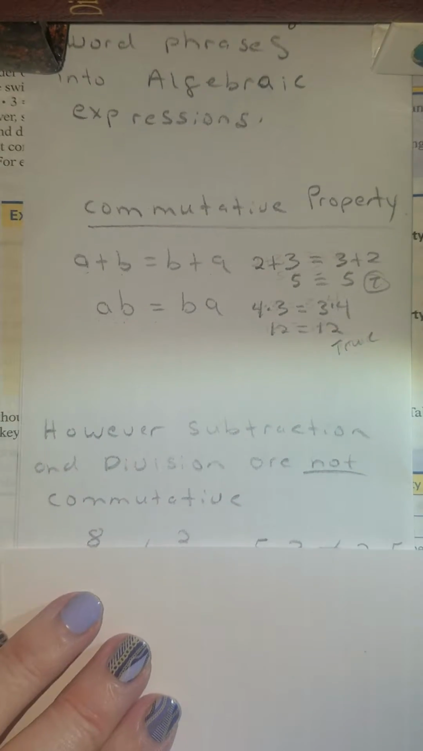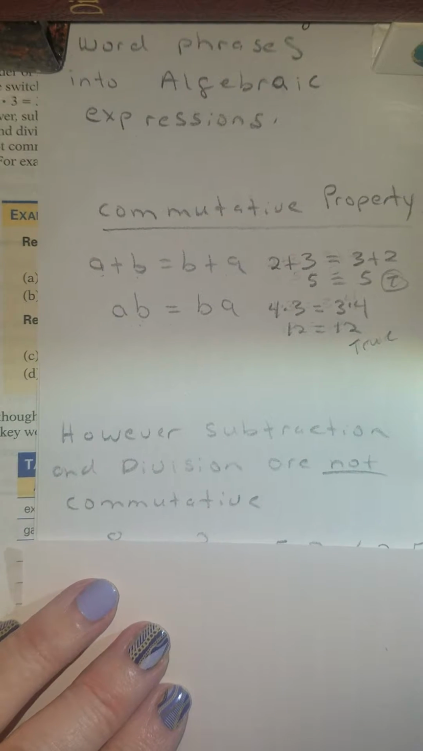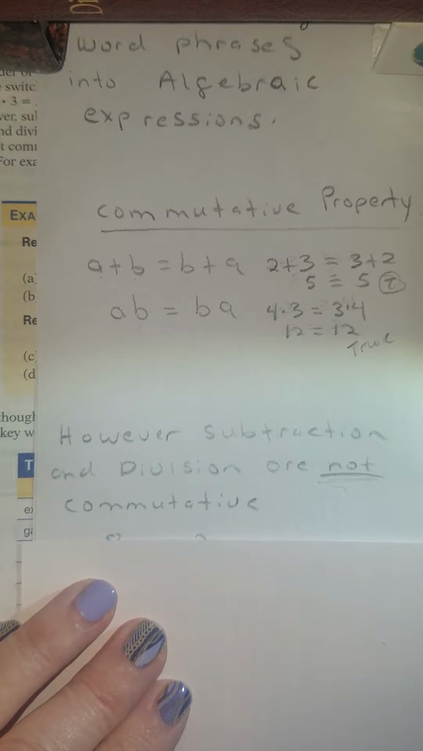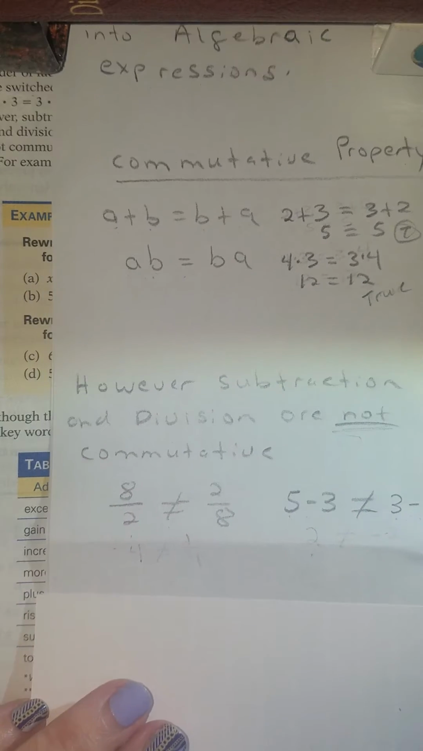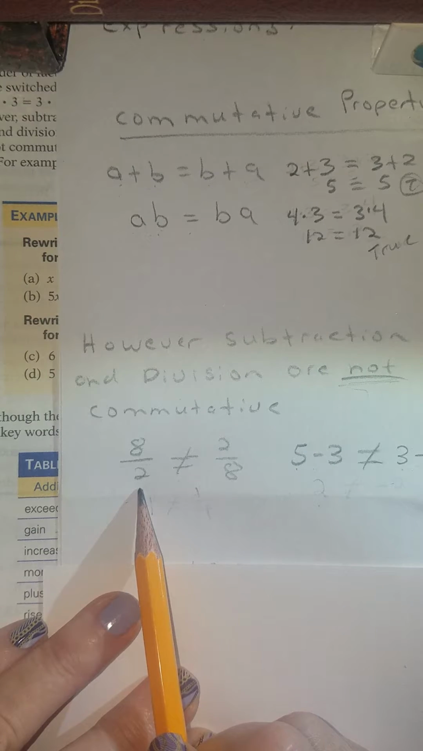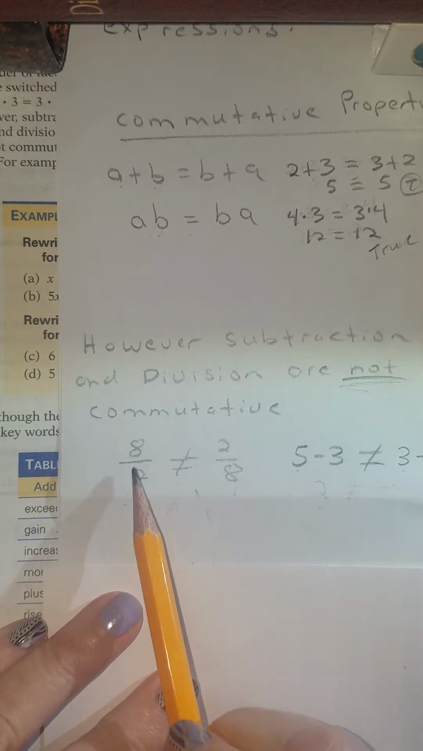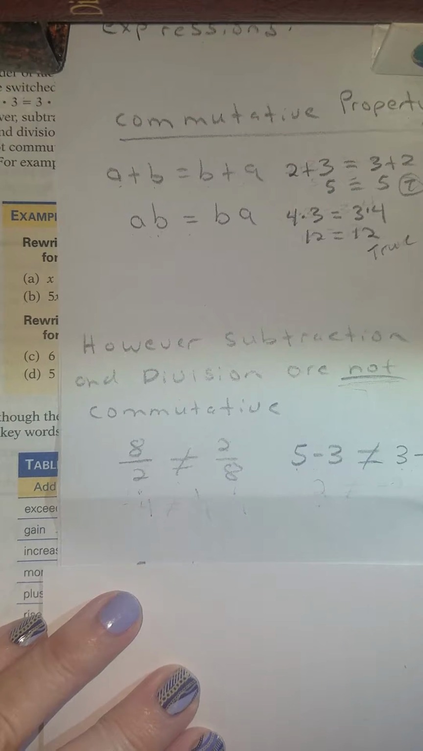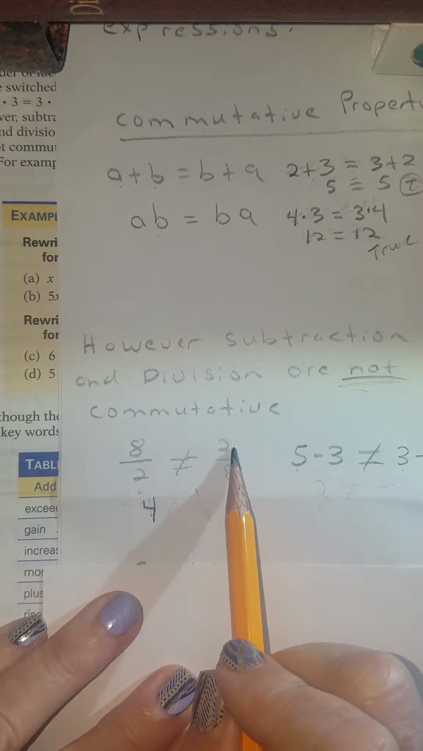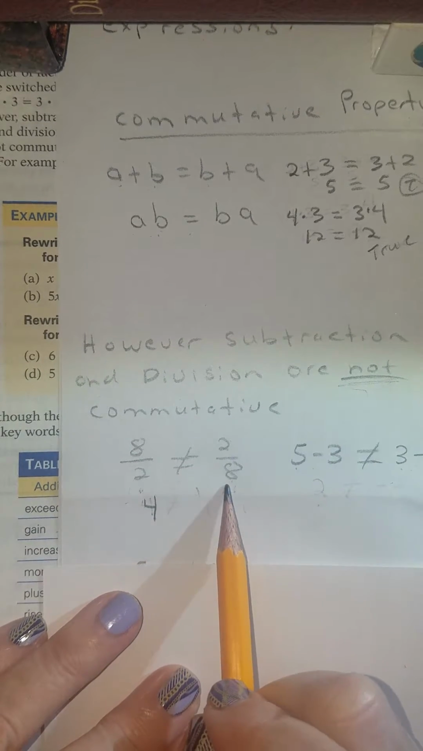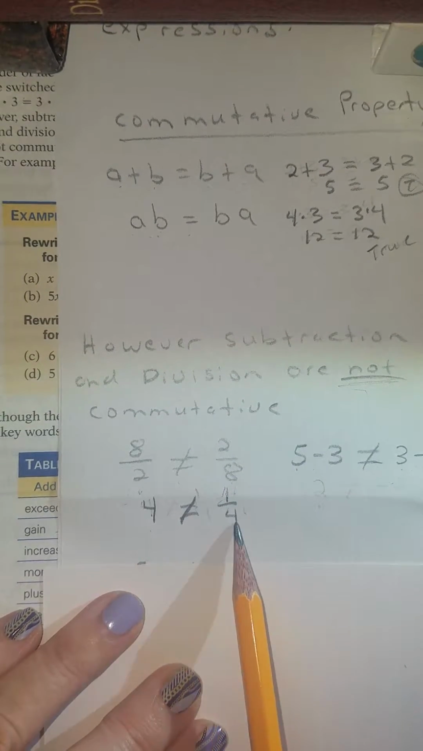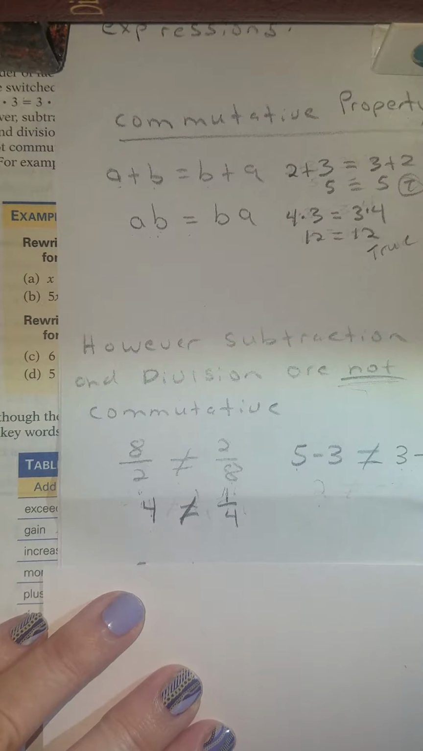But when you're talking about subtraction or division, they are not commutative. You cannot switch the order. The order does matter. Here's a perfect example. If I had 8 divided by 2 and I switched the order to 2 divided by 8, is that equivalent? Well, 8 divided by 2 is 4, and 2 eighths reduces down to 1/4. So as you can see, they are not equal. 4 does not equal 1/4. You can't switch the order.